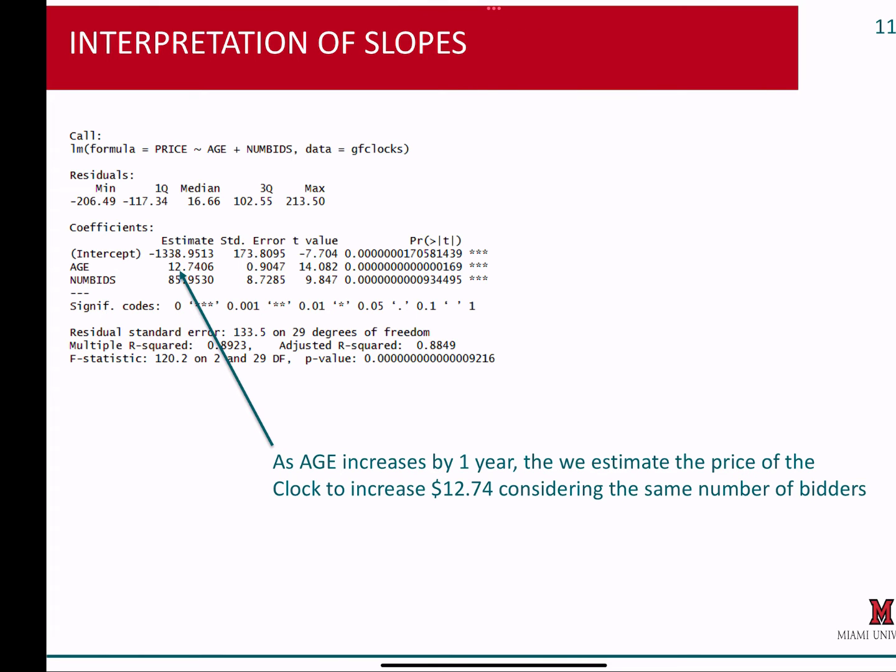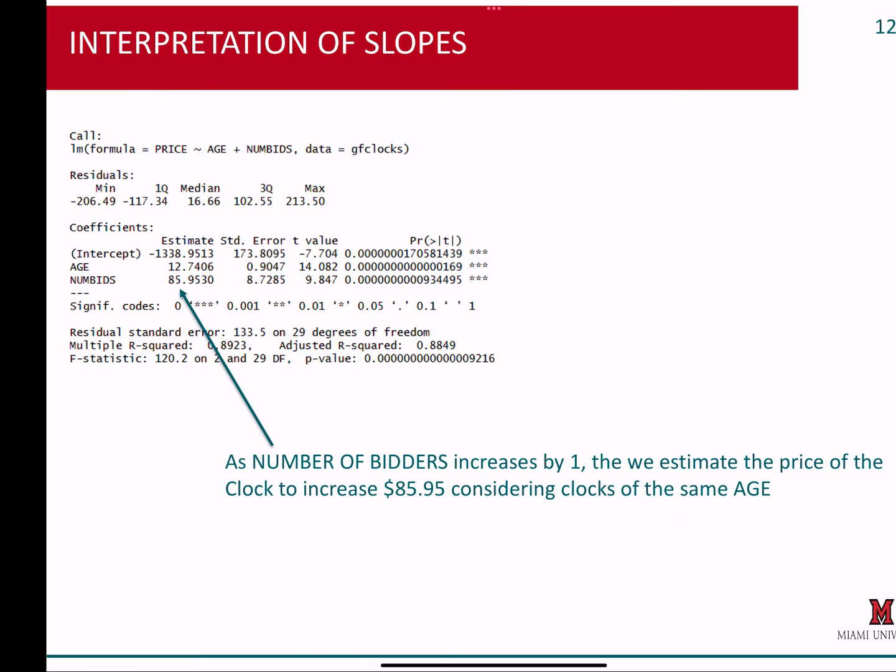For the slope of age, as age increases by 1, we estimate the price of the clock to increase by 12.74, holding number of bidders constant. Or, if you want to say, considering the same number of bidders, that's what we mean when we say holding the other predictor or predictors constant. Same with the number of bidders. As it increases, we estimate the price of the clock to increase by 85.95, holding the age of the clock constant. In other words, considering clocks of the same age.